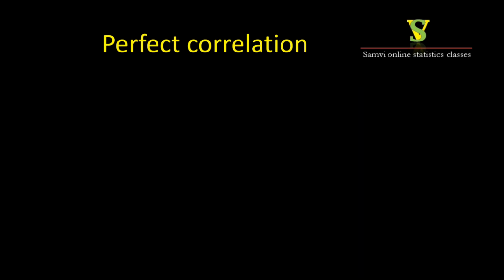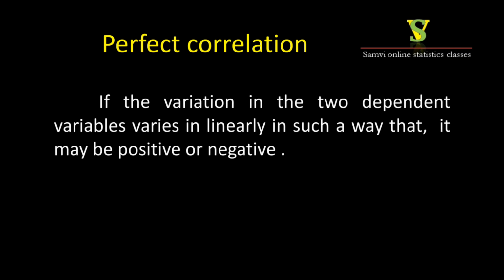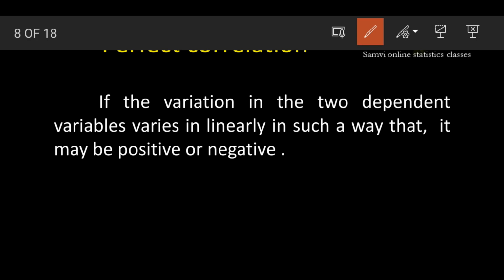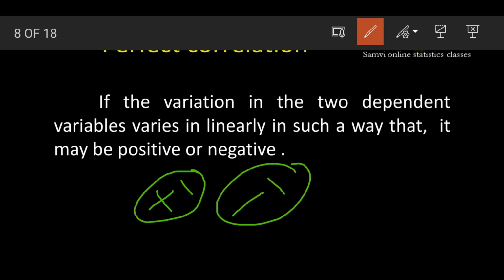So next is perfect correlation. It is defined like this. If the variation in the two dependent variables varies linearly, it may be positive or negative. The meaning is, suppose I use different measurements like Karl Pearson's coefficient of correlation method, or Spearman's coefficient of correlation method, and I get +1, then we can say that it is perfect positive correlation. Suppose I get -1, then you can say perfect negative correlation. Understood?